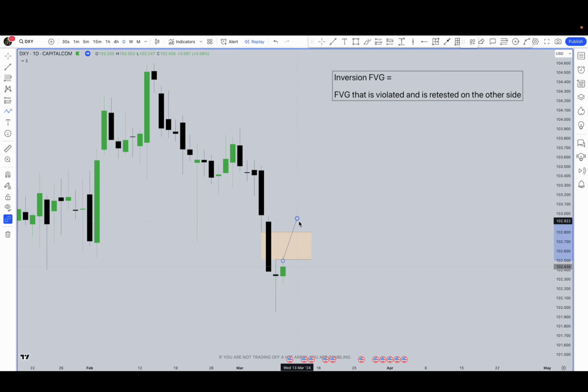Then we can look at whether we could use this value gap as an inversion fair value gap, so it gets a retest from the other side. Price can come back to the inversion fair value gap, respect the consequent encroachment, and then trade higher.